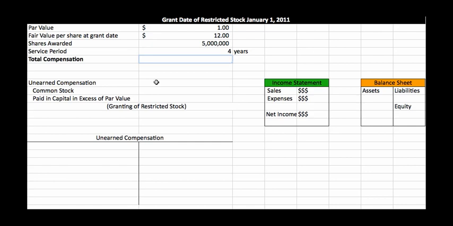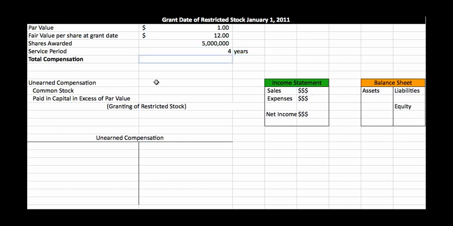So the first thing I'm going to take a look at here is what happens on the grant date when we issue the restricted stock. And this is much different than when we issue stock options. I've just pulled some important data out of the problem. The par value per share is $1. The fair value per share at the grant date is $12 for each share of restricted stock. This is very important. The number of shares that we've awarded is 5 million shares in total. That's also very important. And the service period will become important later, and that'll be 4 years. This is typically equivalent to the vesting period.